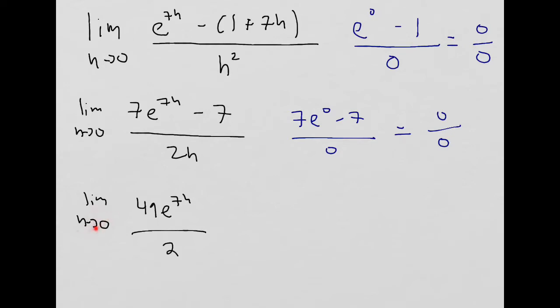Okay, we'll plug in the 0 again, because remember, we were just finding limits. So lastly now, I think this will turn out okay. What happens when we plug in a 0? We get 49 e to the 0 power over 2. And e to the 0 power is just 1, so we get our final answer: the limit is going to be 49 divided by 2.